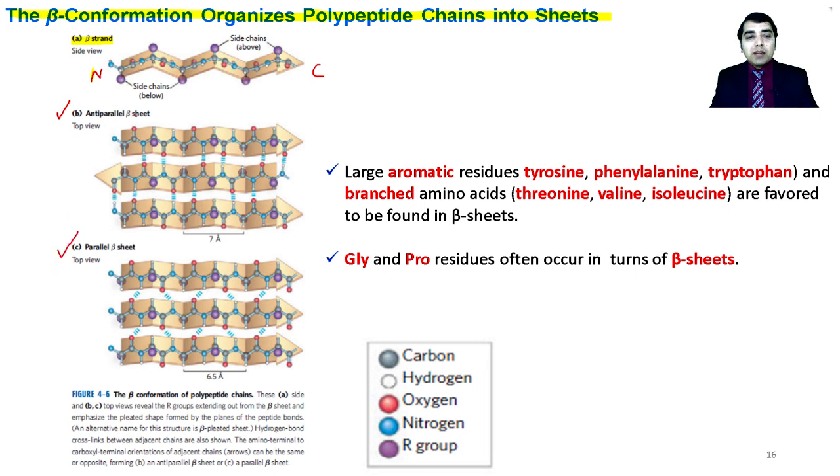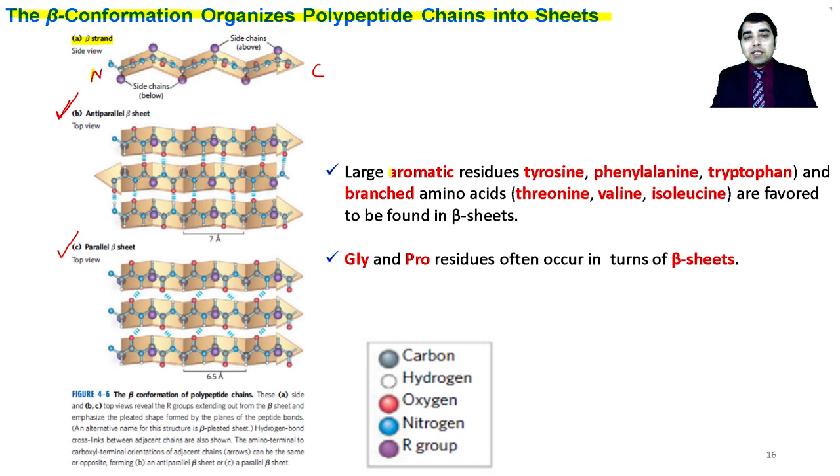In the anti-parallel conformation, the amino acids that are making the hydrogen bonds are facing each other. That's why they are making strong hydrogen bonds. While in the parallel beta sheets, the amino acids that are making the hydrogen bonds are not facing each other. That's why the anti-parallel beta sheets are more stable as compared to the parallel beta sheets.